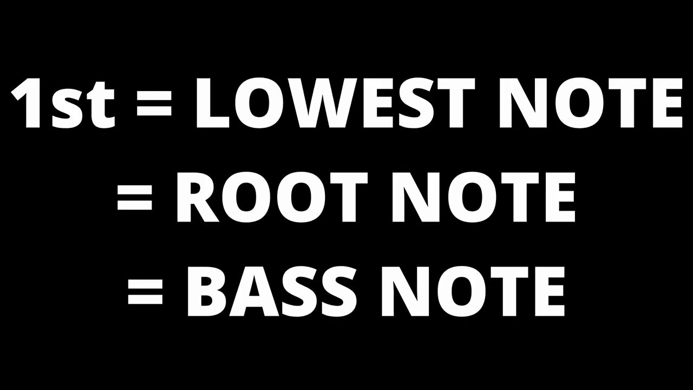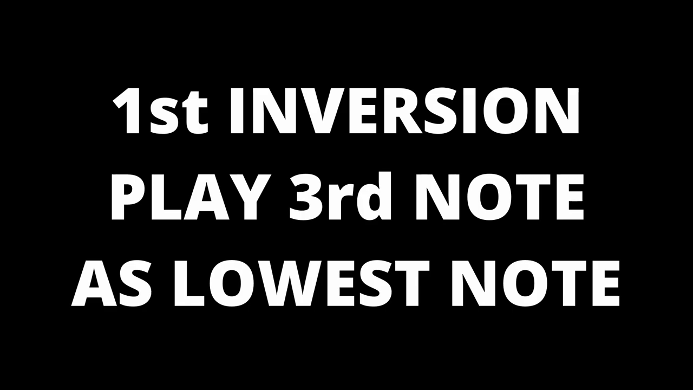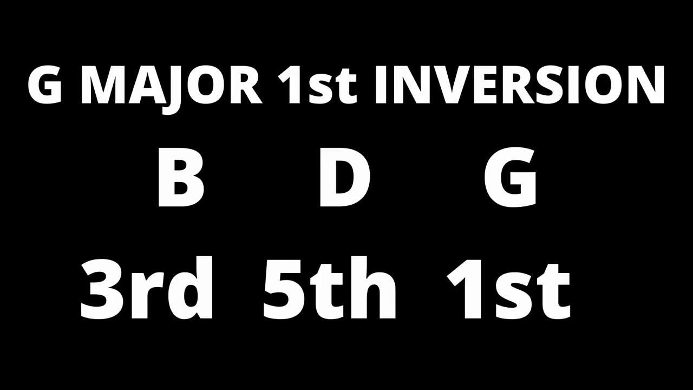It is played as the lowest note in the chord and may be played by the bass player in a band to signify the chord. If you change which of the 3 notes in the chord are played at the lowest pitch, then you create a chord inversion. If we play the 3rd note of the major chord as the lowest note, then we create a 1st inversion chord. So if we play the B note as the lowest note in our G major chord, then we create a G major 1st inversion chord.